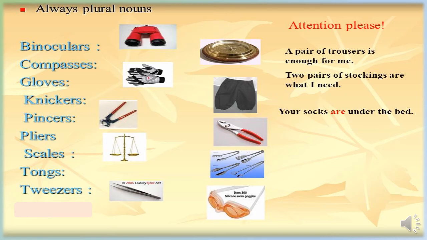So you have to give attention here: a pair of trousers is enough for me. When we use the phrase a pair of, you should always remember we have to use a singular verb after it. Next we have: two pairs of stockings. Two pairs means it is more than one, so again we have the plural verb are. So two pairs of stockings are what I need.